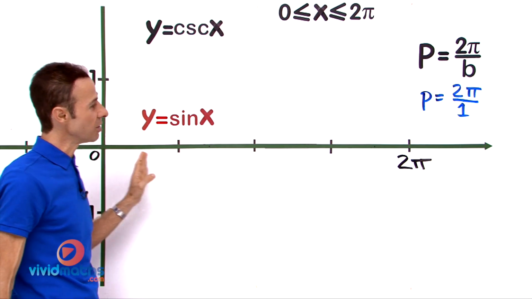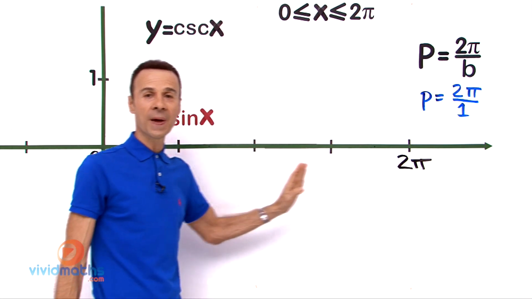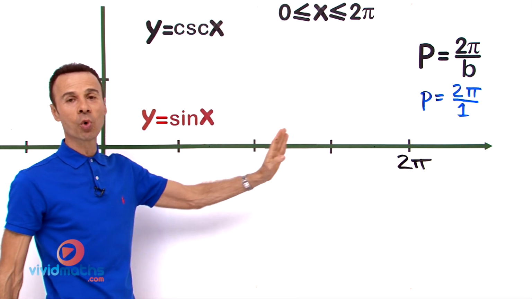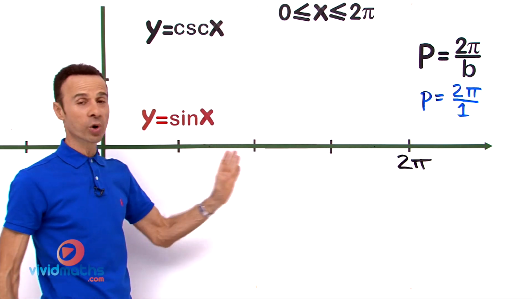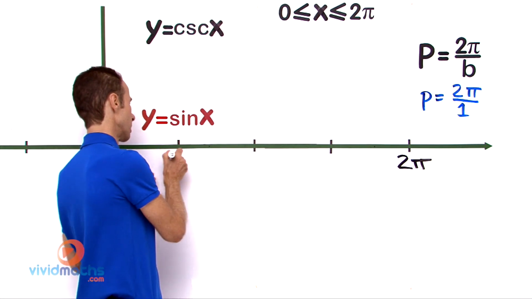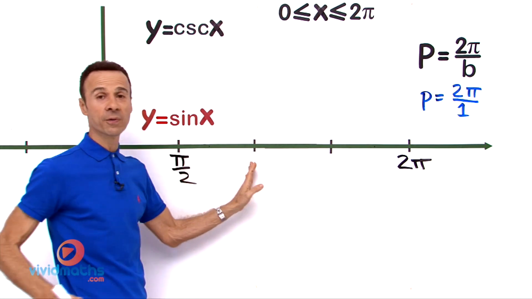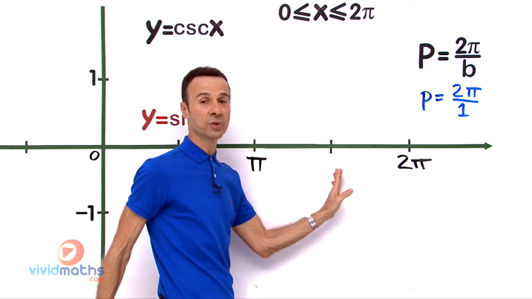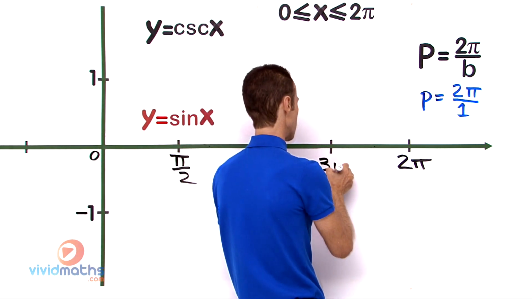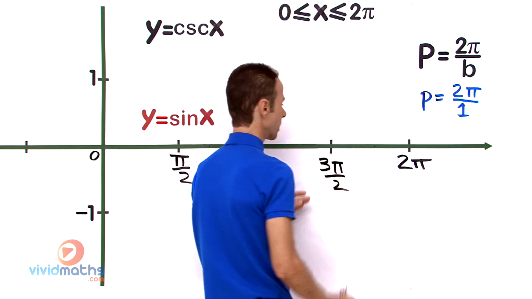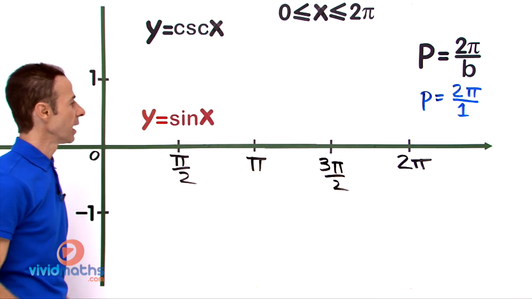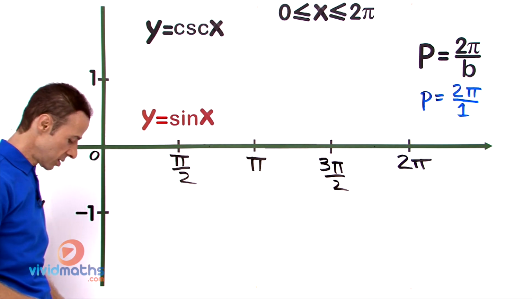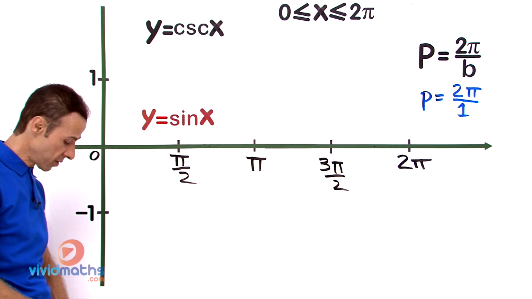So if we're going to go from 0 to 2 pi along that domain, let's break it up into quarters. So 1/4 of 2 pi will be, half of 2 pi would be, and 3/4 of 2 pi is, okay, that's where we're going to break it up. And now we can simply put in that curve.